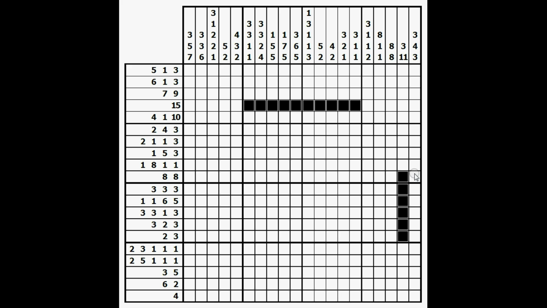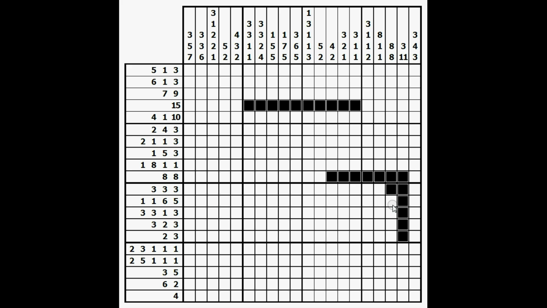Now counting across here, I can see that this has to be an 8. So if I go 1, 2, 3, 4, 5, 6, 7, 8, I don't know if this one is a square, but I know that everything between these two has to be an 8. Same thing here. This is a 3. Well, I know 1, 2, 3. I don't know about this one, but I know that these two have to be.